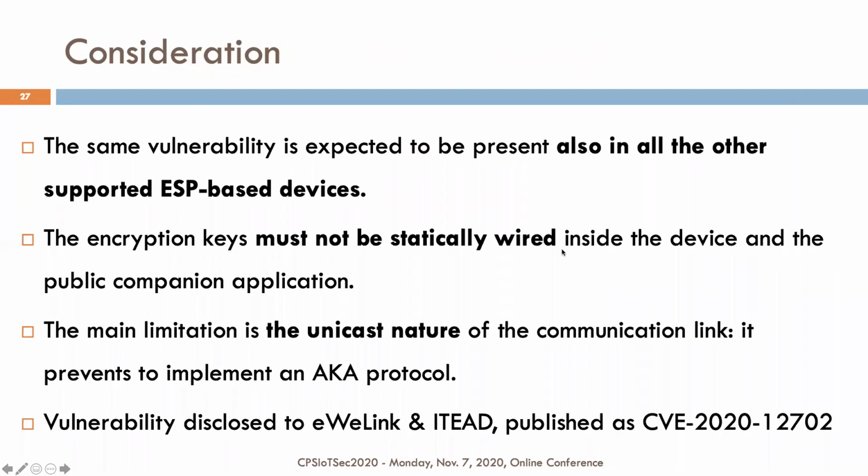Considering that eWeLink provides its own SDK also to other partners, the same vulnerability is expected to be present in all the other supported ESP-based devices. The encryption keys, regardless of the chosen crypto algorithm, must not be statically wired inside the device and the companion application. But it should be clear now that the main limitation is the unicast nature of the communication link. It prevents the implementation of any key agreement protocol. And also, we reported this vulnerability to eWeLink and Espressif, and also published this vulnerability with a public CVE.